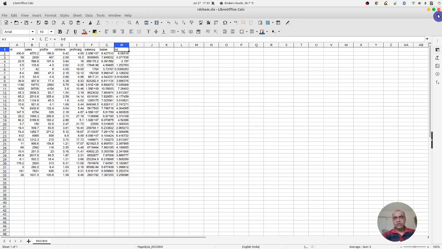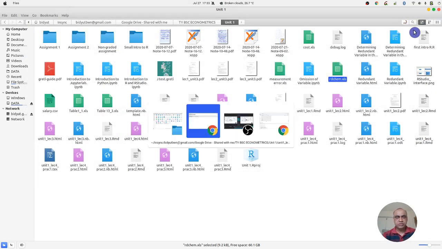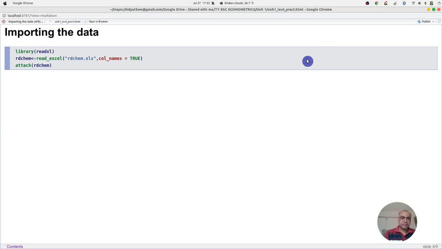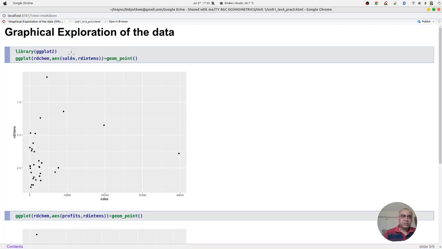So we will first import this data into RStudio and do the calculation. For importing the Excel file, first we need the readxl package to be loaded in your environment, that is library(readxl). Then we use the read_excel function with the file name and col_names set as TRUE. The same variable names will be imported in R as well, and the data is saved as rdchem, and we also attach the data to our current working session. After this we go for a little graphical exploration of the data.